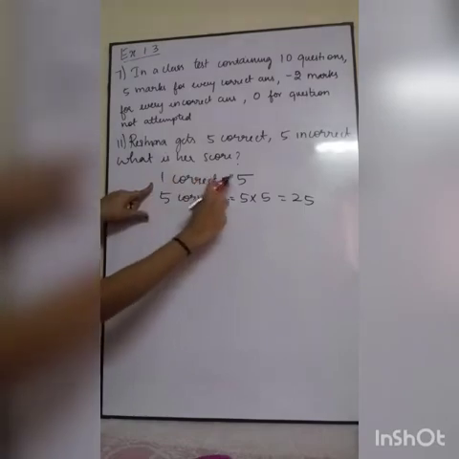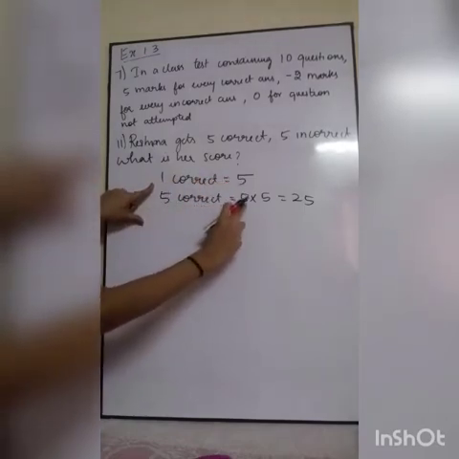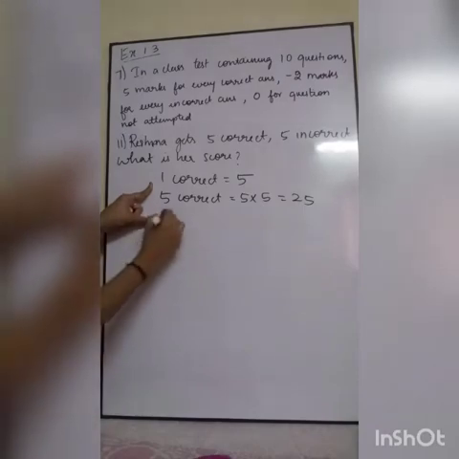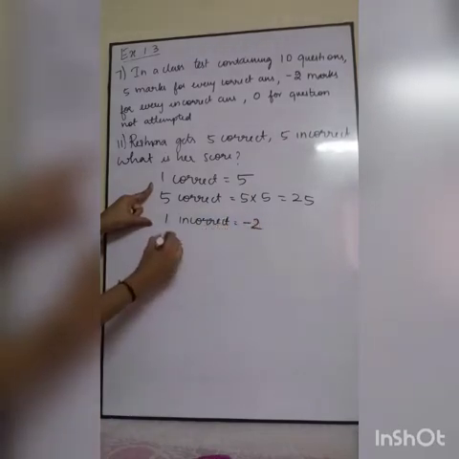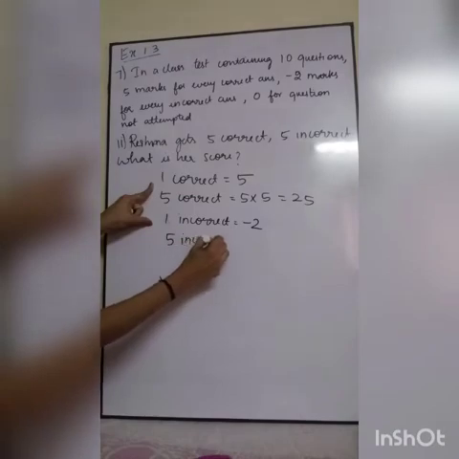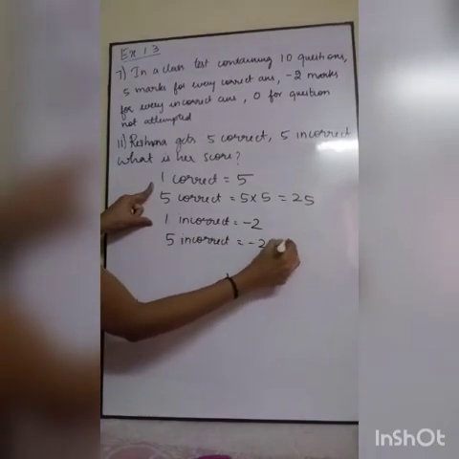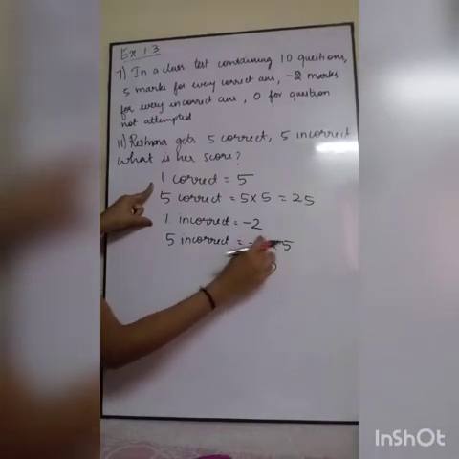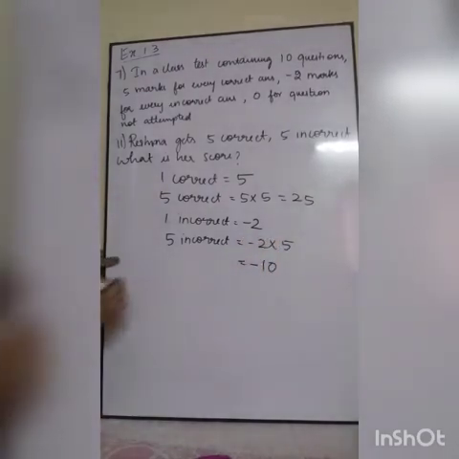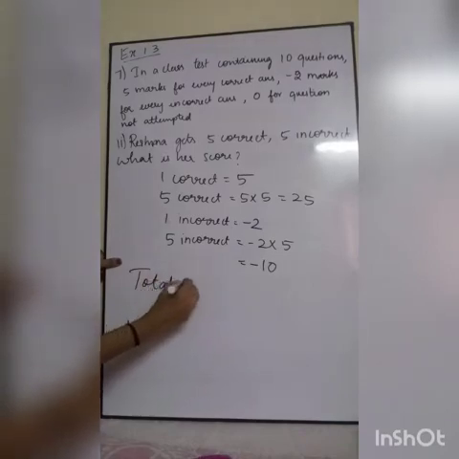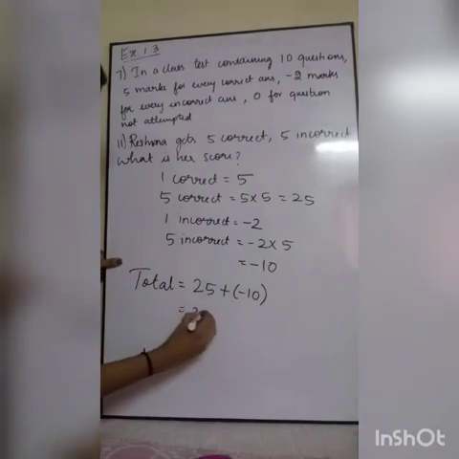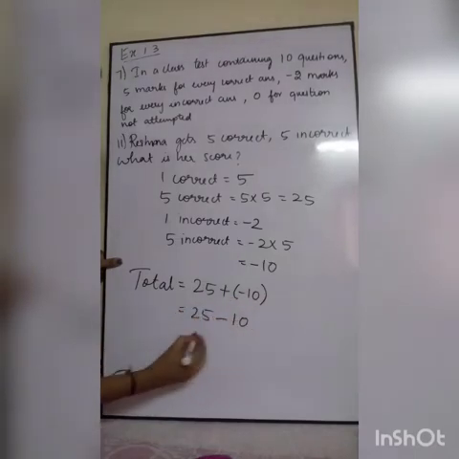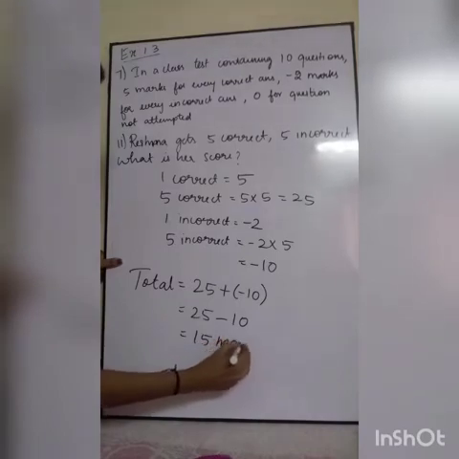Okay, for 1 correct answer, 5 marks. 5 correct answers means 5 into 5, 25 marks. Next, 5 incorrect answers. So, for 1 incorrect answer, minus 2 marks. So, for 5 incorrect answers, minus 2 into 5, 5 2s are 10. Minus into plus, minus 10. So, for finding the total score, what did I tell you? 25 plus minus 10. Now, 25 plus into minus, minus 10. 25 minus 10, 15 marks.